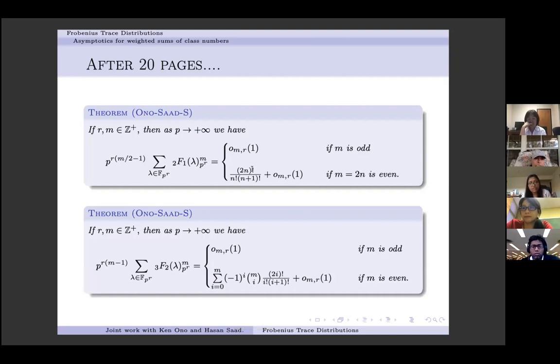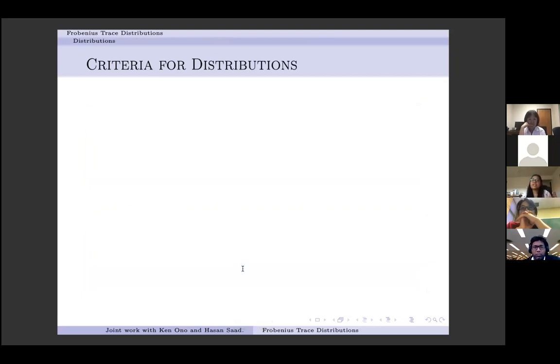Then for the 3F2 functions, we obtain that the odd moments again converge to 0, and for the even moments we obtain that they converge to a weighted sum of these Catalan numbers. So from here you can see that this will represent some kind of truncated hypergeometric functions. So now we have the asymptotic formulas for the moments of the 2F1 as well as the 3F2 functions. Now, what could be the criteria for the distributions? We have the moments, now how do we obtain the distributions?